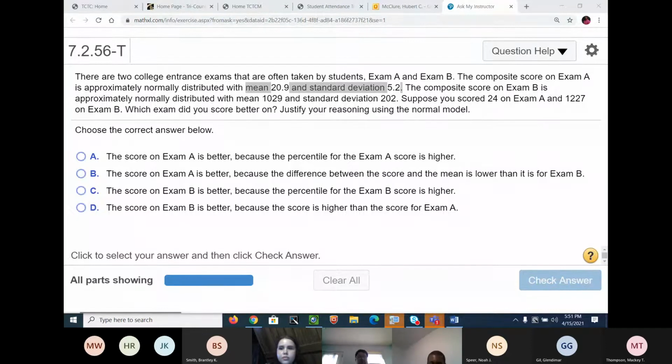All right, so the mean and the standard deviation. The mean is 20.9, and the standard deviation is 5.2. So I'm going to do the top, 20.9. Go ahead and draw your curve, 20.9, and I'm going to add 5.2. Do yours quietly, and I'll do mine quietly.